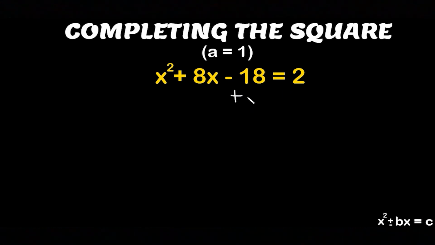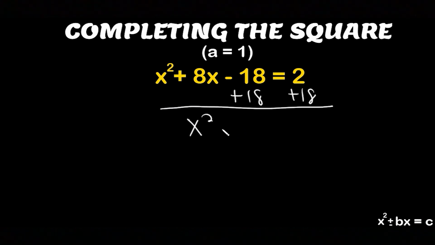All right, so plus 18 on both sides, okay? And so we get x squared plus 8x. This will cancel out, equal to 2 plus 18, that will give me 20, okay? So now I am in the correct format. My a value is equal to 1. I can see that I clearly have a 1 here, even though it's not written. And all my constants are moved over to the right-hand side.